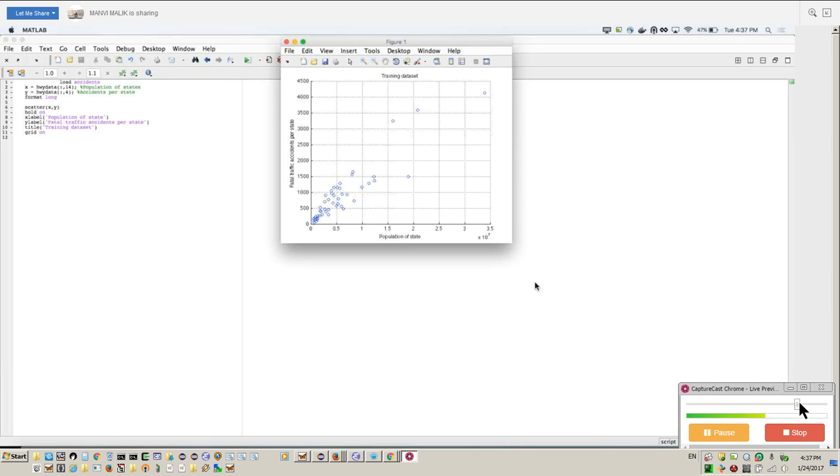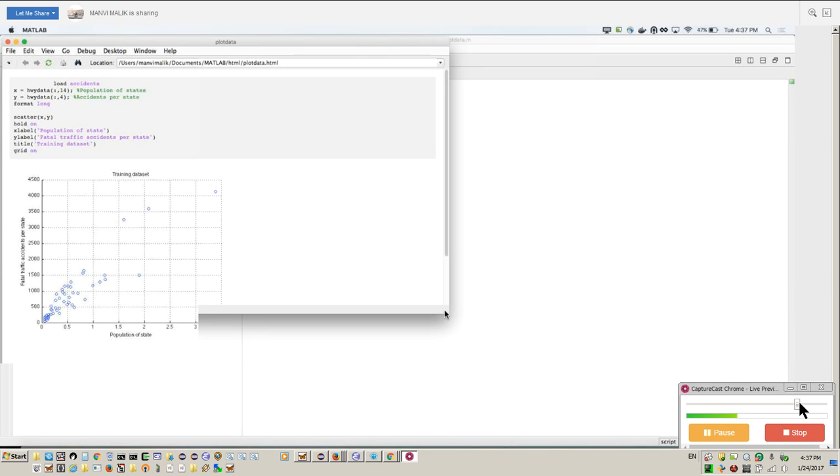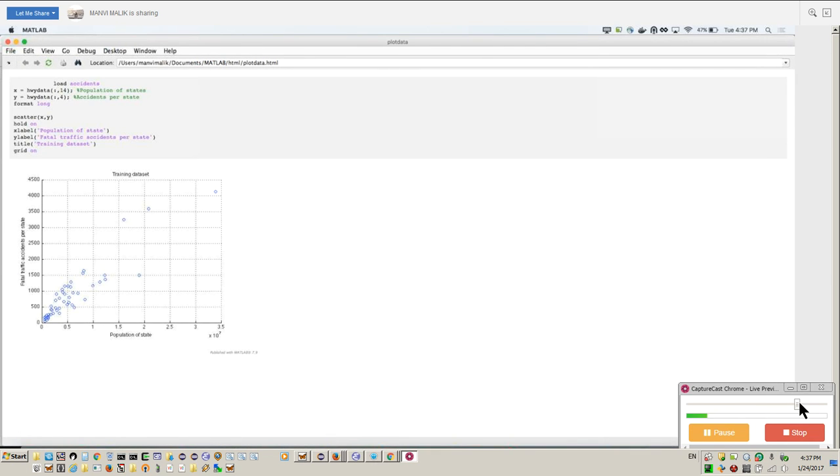So basically what you have over here is a population of each state, and based on that population, how many accidents happen per state. So this is basically your data. As you can see, all the data points are there. Let's say you need to make a prediction: when the population of a state is 3 × 10^7, how many accidents are going to happen?